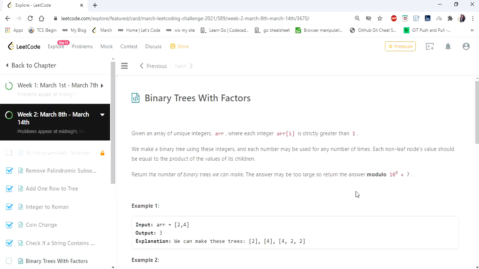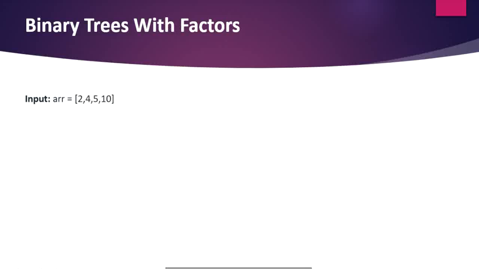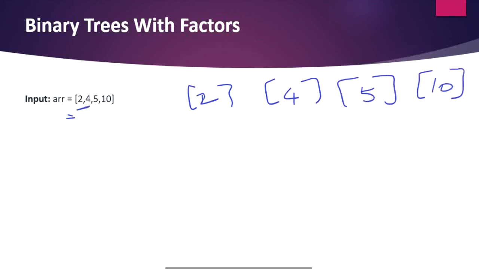So now let's understand this problem with an example. So here is our given example, and we are going to form binary trees with factors using these values. So here every value given is an individual binary tree. So 2, 4, 5 and 10 individually form a binary tree each. So now if you see 4 as the root node, you can form a binary tree with 2 as its left and right children, because it is given we can use this value any number of times.